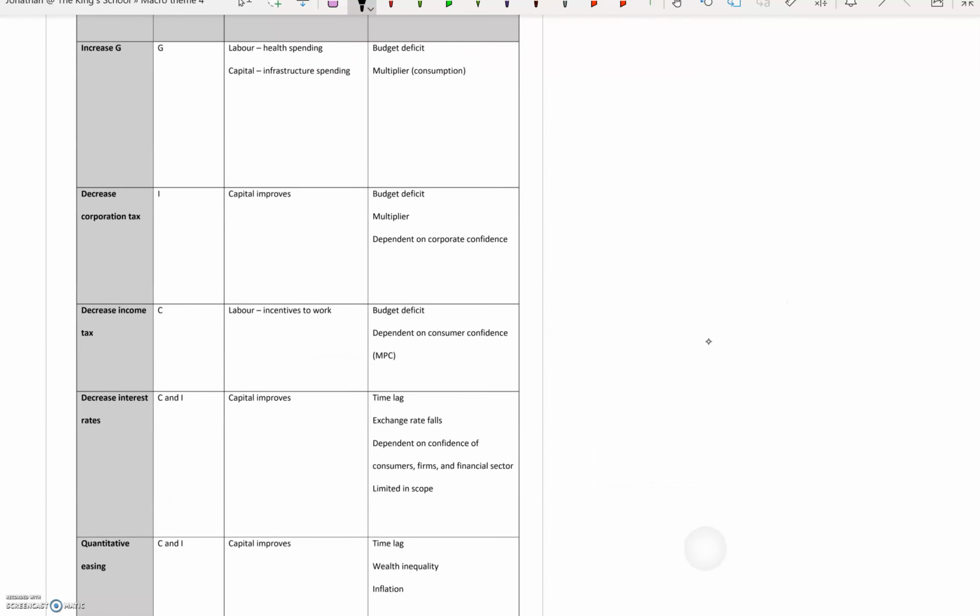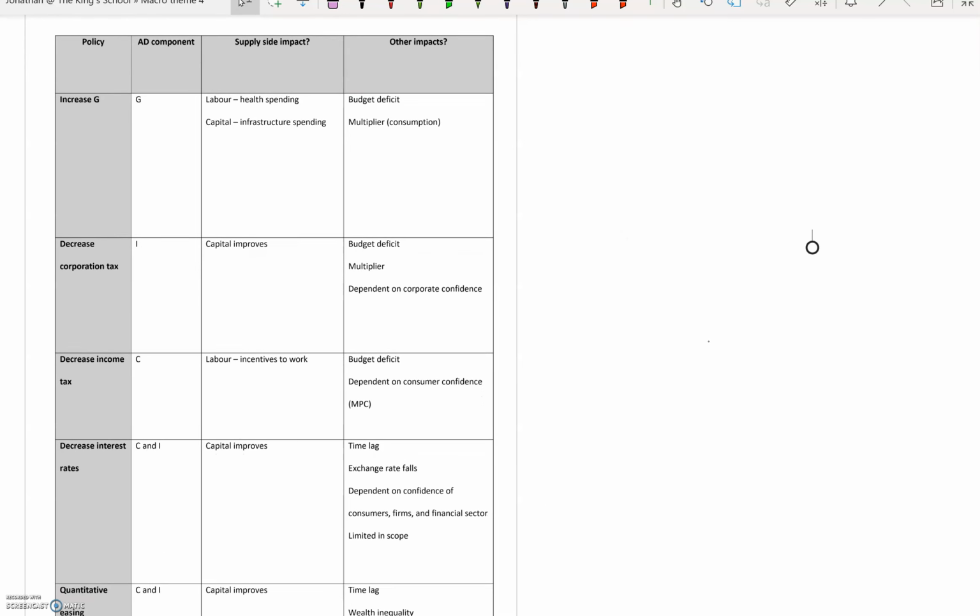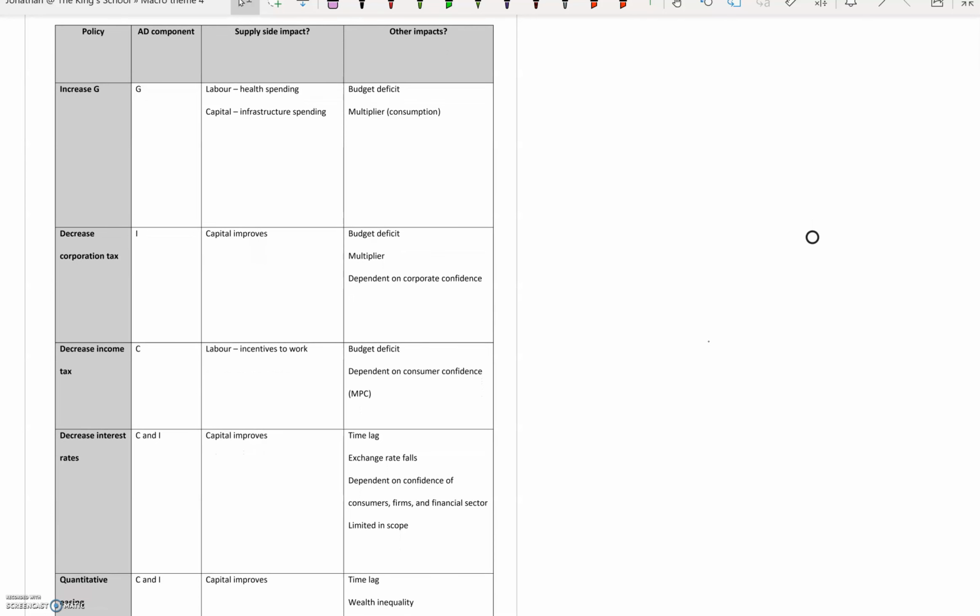Now, one big problem when we're talking about demand side policies is not being able to get the correct component of AD. So, for example, for G, an increase in government expenditure, we often see that people say that will increase consumption. Well, the direct effect of an increase in government expenditure obviously is an increase in government expenditure. The consumption increase is actually something to do with the multiplier. So just first thing to say, get the right components.